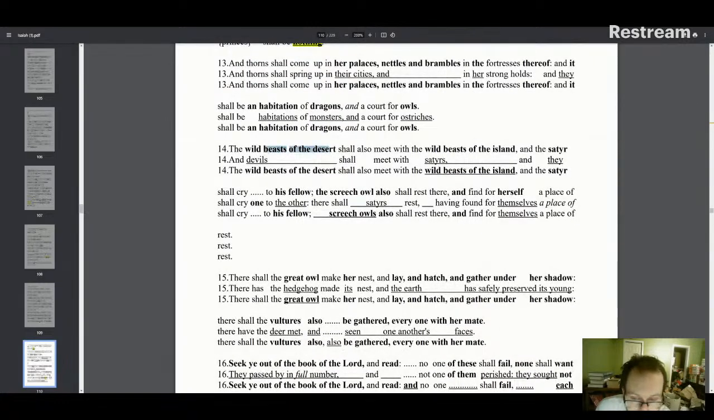The wild beasts of the desert, translated in the Septuagint as devils. Wild beasts of the island, translated, well, I was going to say translated as satyrs, but here we have satyr right here. So satyrs might correspond right with satyr right here. But also satyr is probably a bad translation in the Hebrew. So in my version, we probably will not translate it as satyr. We would look up the actual word and confirm what it actually means. Screech owl, translated in the Septuagint as satyrs again.